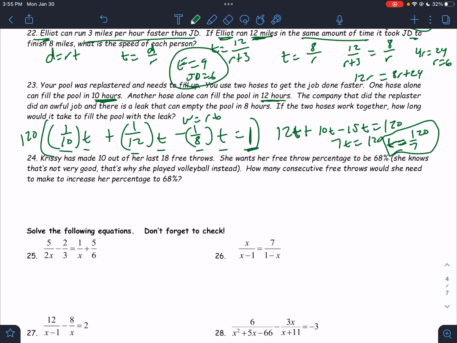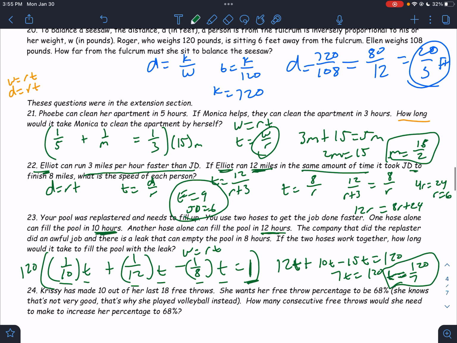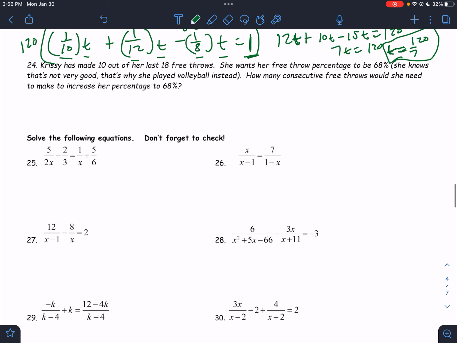So I did rate times time, rate times time, rate times time. Wonder if I can go back and think of that up here. Rate times time, 1/5 times time, plus 1 over m rate times time needs to equal... Why is that messing me up so much? Okay, never mind. I'll leave it alone.